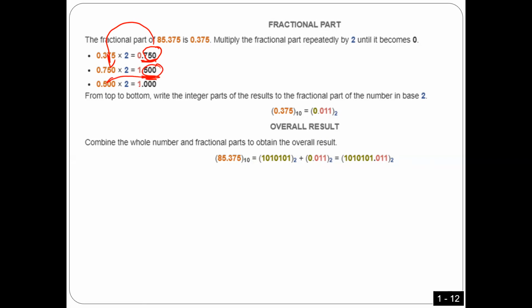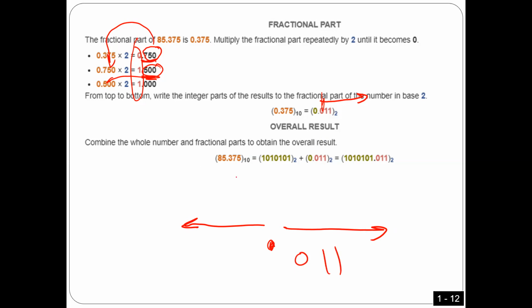Okay, so this is what I'm getting: 0, 1, 1. But again, what is the order? How can you order it? What you are going to get is the first one you have here, similar to when you divide. When you divide, if you have a decimal point this way, I'm going to get them this way. When you multiply for the fraction part, I'm going to get them this way, okay? So here I'm going to put 0, 1, 1.